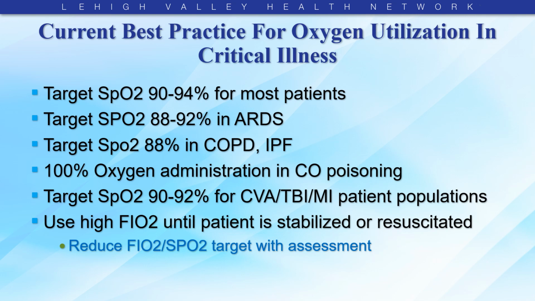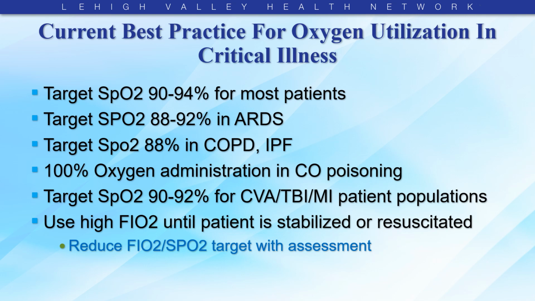Target 90 to 92% for CVA, traumatic brain injury, and MI patient populations. And then again, use a high FiO2 for the patient to stabilize resuscitation. I don't want you to leave here and say, well, we don't put anybody on 100% oxygen. That's not what I've said. Again, it should be judiciously used, targeting the FiO2 and SpO2 with assessment, making sure that you're looking at the causes of hypoxemia.